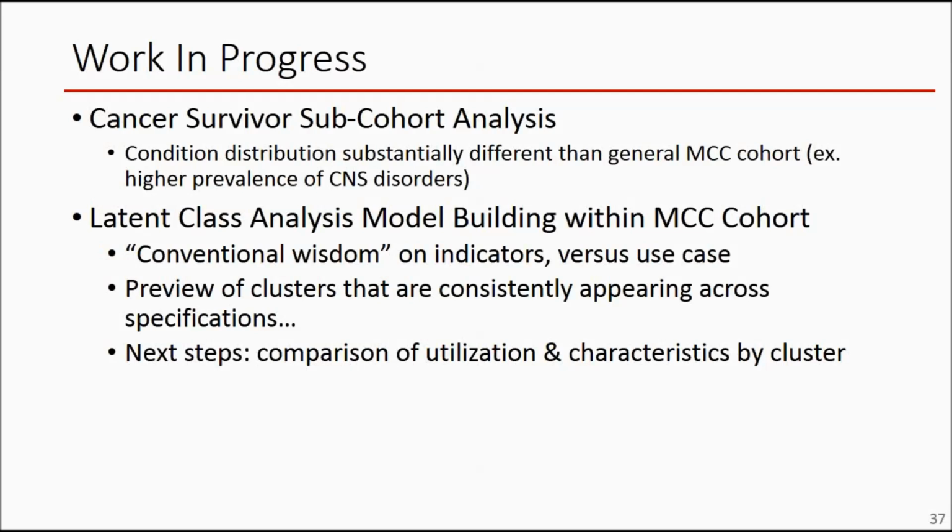So that's a big picture look at kids with a single chronic condition versus kids with 2 or more. The work in progress right now is, one, the cancer survivor subcohort analysis. I'm not presenting the details on that today. I can say the condition distribution among those kids is substantially different than the general pediatric multi-morbidity population. Much higher prevalence of central nervous system disorders, neuropathies, things like that, which is expected given the effects of cancer therapy, but you still see high rates of mental health diagnosis, things like that.